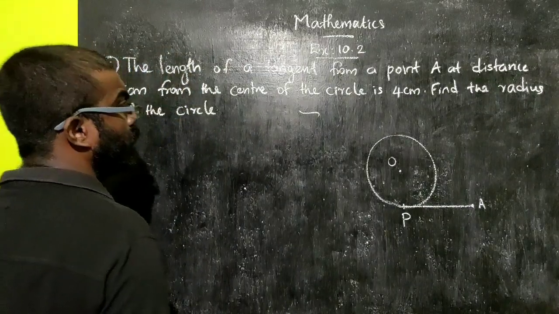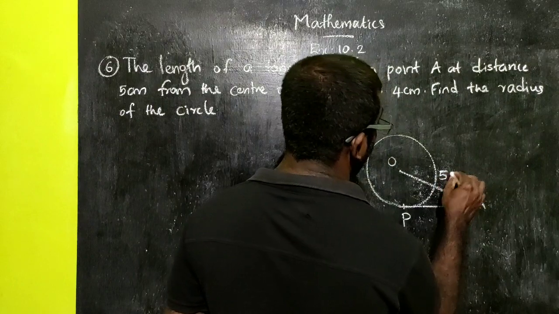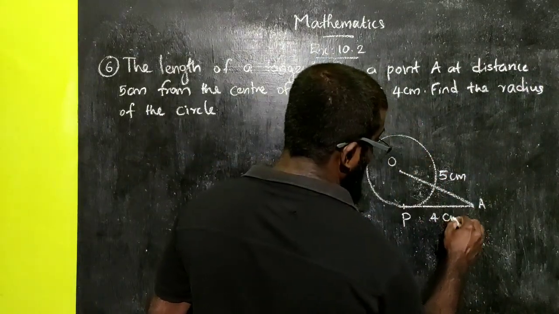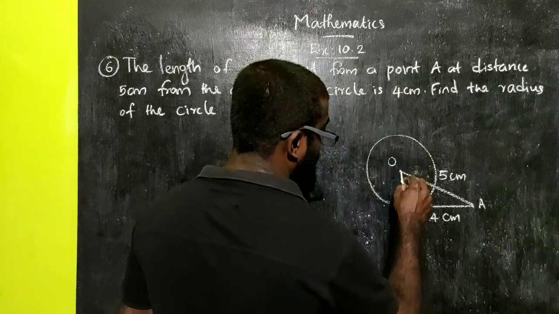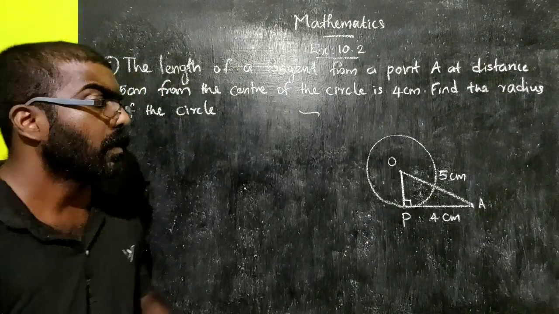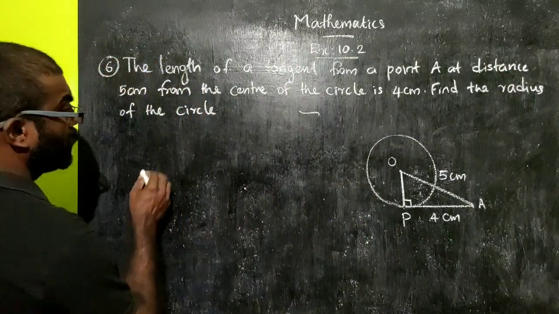At a distance of 5 cm from the center, OA will be 5 cm and the tangent is of length 4 cm, so PA is 4 cm. Here we can draw the radius. It is perpendicular, 90 degrees. You can easily find the answer using Pythagoras theorem since it is a right triangle.